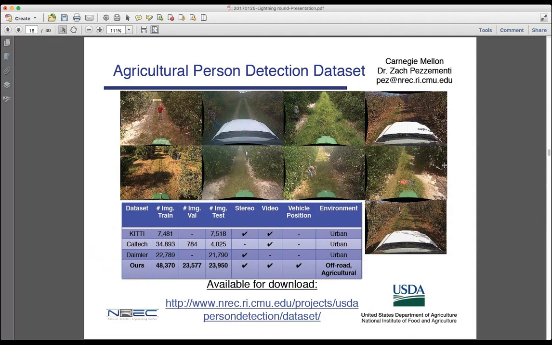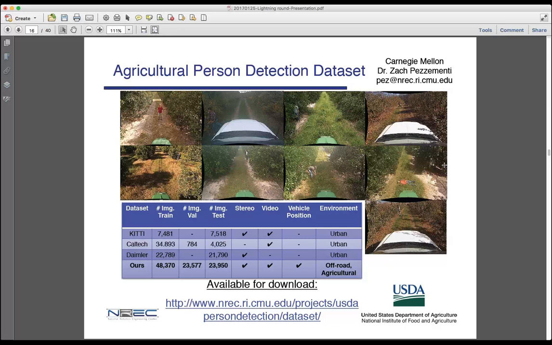Yep. Hi, this is Zach Kazmenti from the National Robotics Engineering Center at Carnegie Mellon in Pittsburgh. We've got a project with the USDA to work on person detection from autonomous vehicles in agricultural settings, and that's a problem that's gotten lots of attention in urban environments, but much less so for off-road and specifically agricultural robotics. So to spur research in the field, we've created and released a very large data set of labeled videos of people in orange and apple orchards taken from a couple of different vehicle platforms.